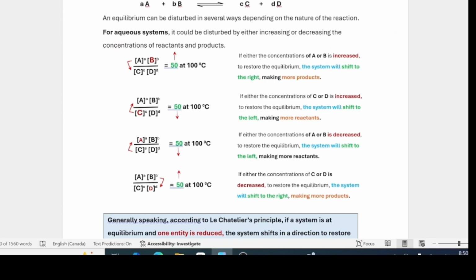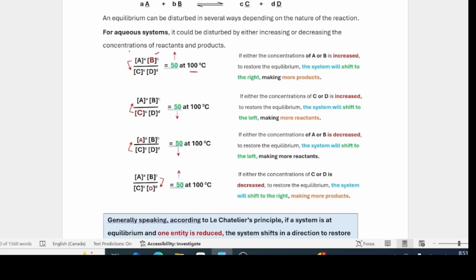In this first scenario, the concentration of reactant B is increased. From a mathematical perspective, if that happens, then the equilibrium constant changes, and that cannot happen at a constant temperature. Note that for any reaction, the equilibrium constant does not change as long as the temperature remains constant. The only thing that will change the equilibrium constant is a change in temperature.